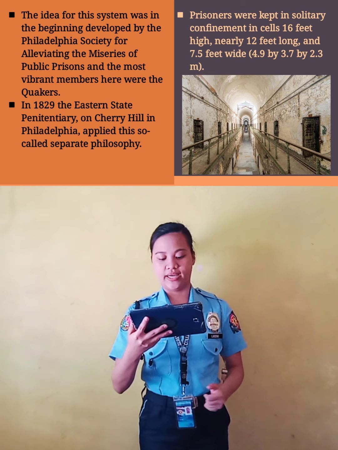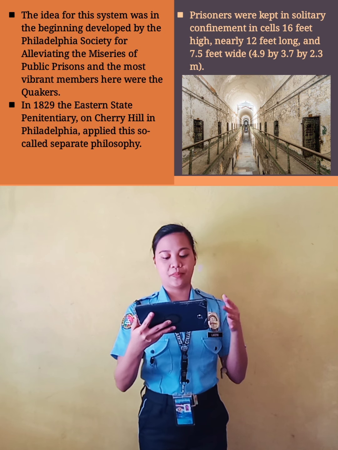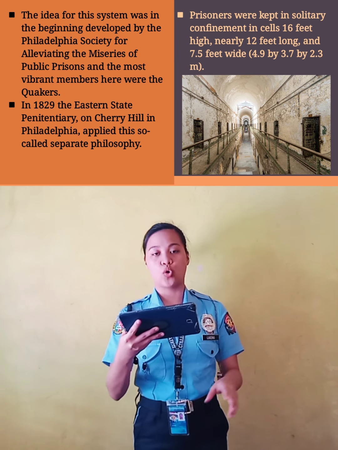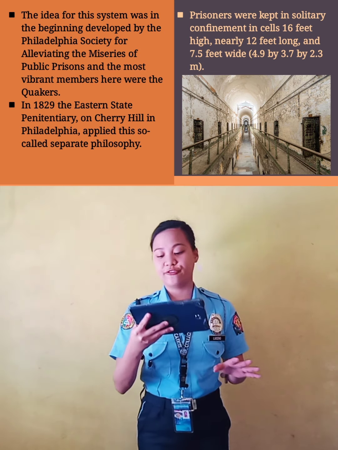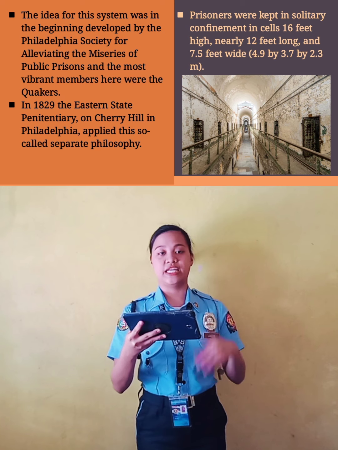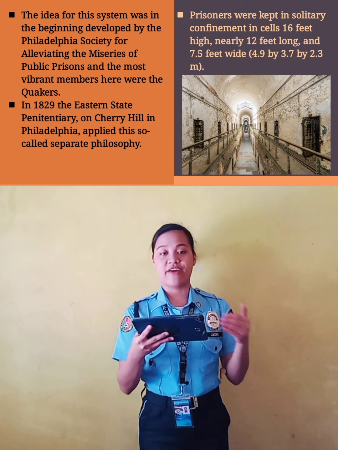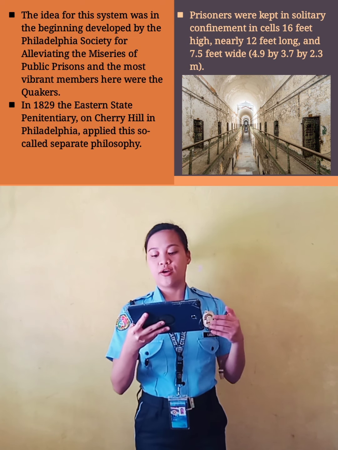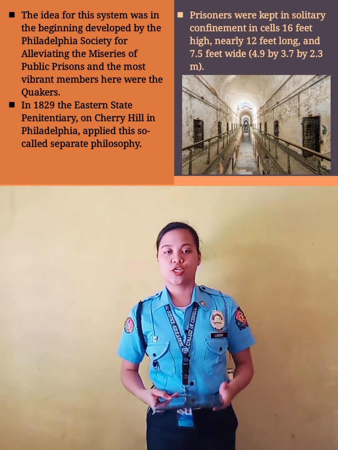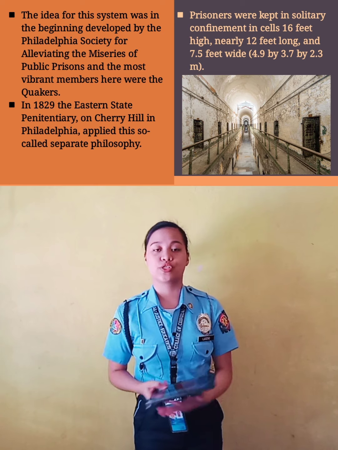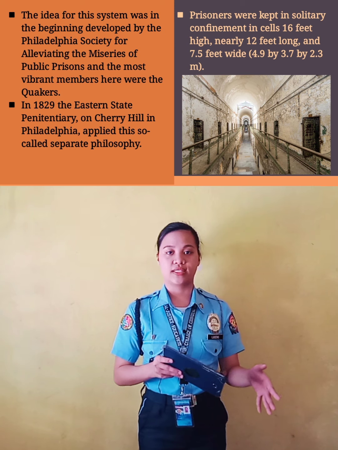In 1829, the Eastern State Penitentiary on Cherry Hill in Philadelphia applied this so-called separate philosophy. Prisoners were kept in solitary confinement in cells 16 feet high, nearly 12 feet long, and 7.5 feet wide, or 4.9 by 3.7 by 2.3 meters. So in the Pennsylvania system, they use solitary confinement to separate inmates by cells.